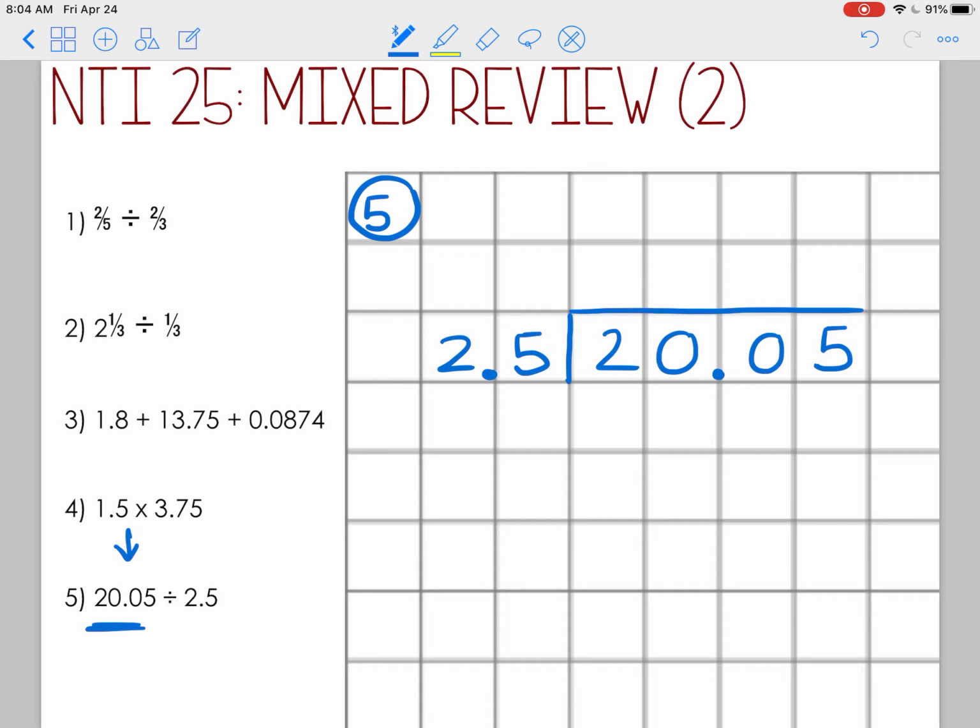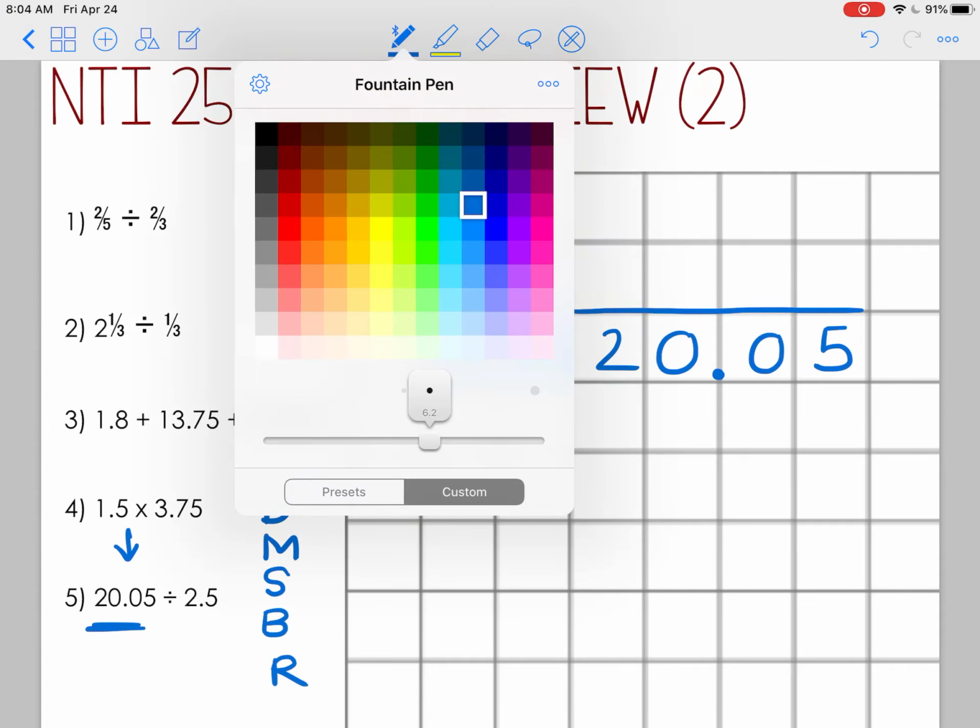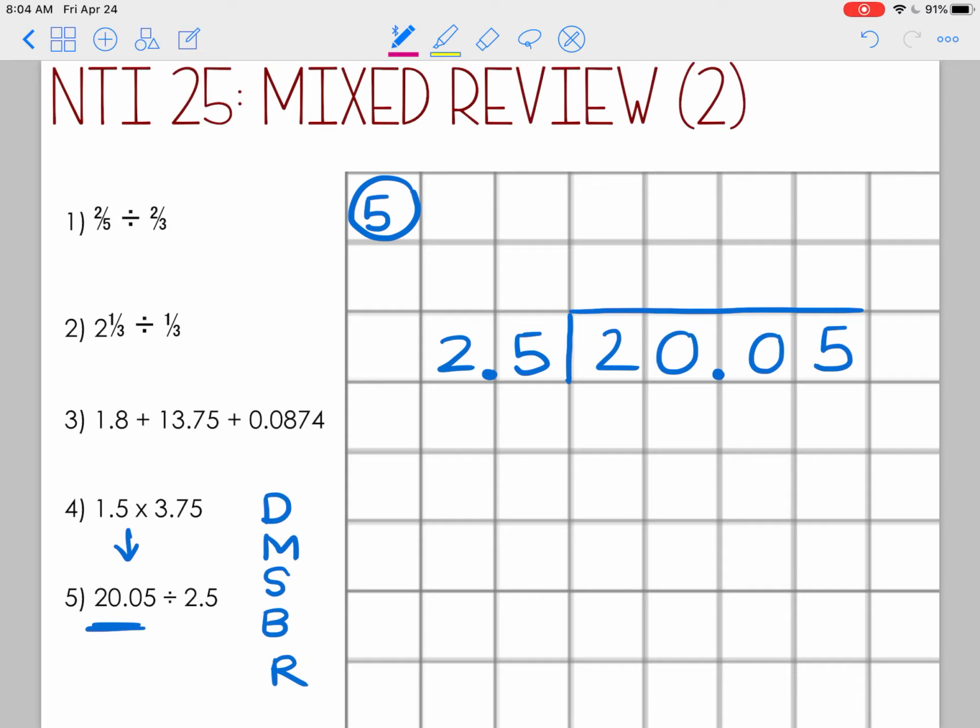Now, think back to when we talked about long division and dividing decimals. There's an algorithm that we're going to use. First we're going to divide, then we're going to multiply, then we're going to subtract, then we're going to bring down, and then we're going to repeat. We're going to do that until we're out of numbers. But when we're dividing decimals, we're going to make our divisor a whole number. So the first thing I need to do is make 2.5 a whole number. To do that, I would have to swing my decimal point 1 time to the right.